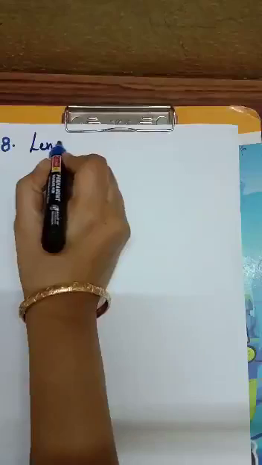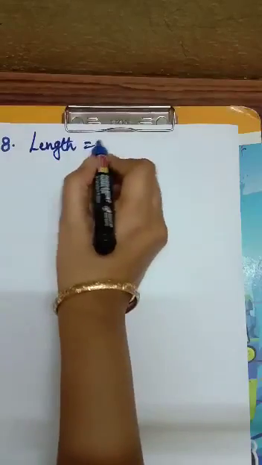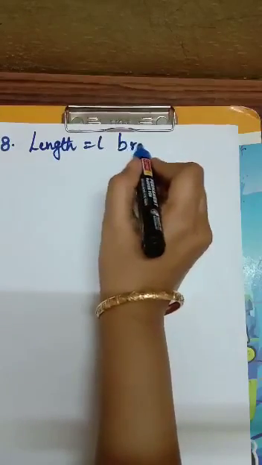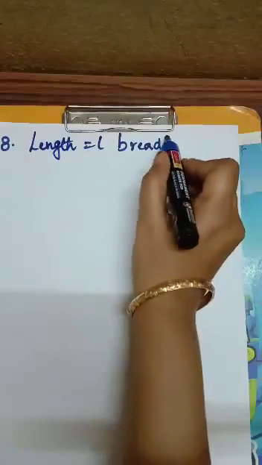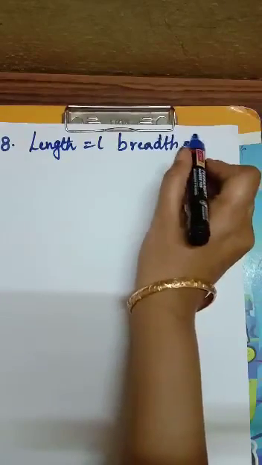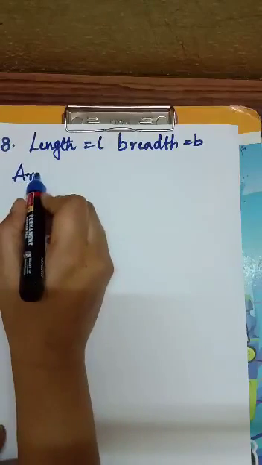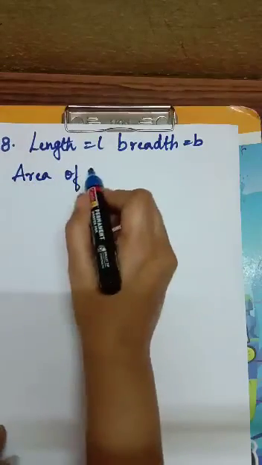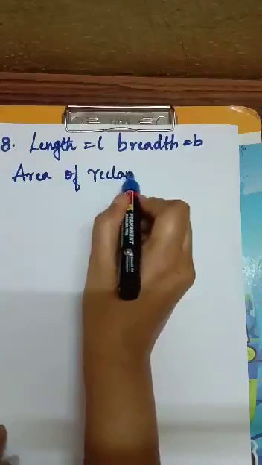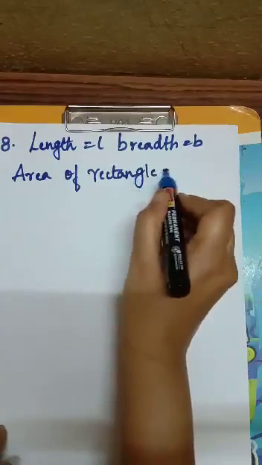When you look at the question, you will see something. Very simple, I'll explain. Let us suppose length to be L and breadth to be B. Length and breadth we have supposed. Area of a rectangle formula, tell me first. Area of a rectangle is L into B.